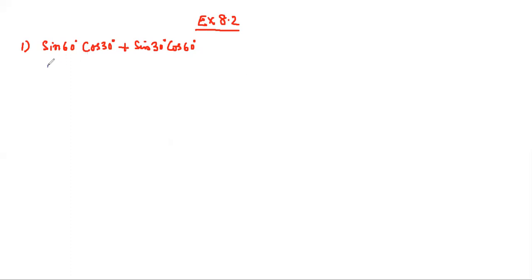Sine 60 degree is square root 3 by 2. Cos 30 degree is also square root 3 by 2. Plus sine 30 degree is 1 by 2, and cos 60 degree is also 1 by 2. So when you multiply, you will get 3 by 4 plus 1 by 4. When you simplify by taking LCM, it will be 4 by 4, and therefore the answer to the first part of question number 1 is 1.